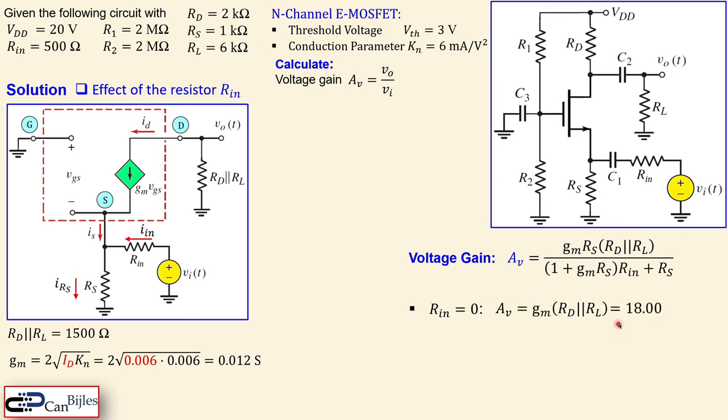This is, by the way, exactly 18 if you do the calculations for the GM and also the parallel combination for RD and RL. And that's, by the way, the maximum voltage gain, because you cannot get it larger than that for this circuit. If you now make the Rin very large, that is possible, then your voltage gain approaches zero, with just small values, and this is the minimum voltage gain.